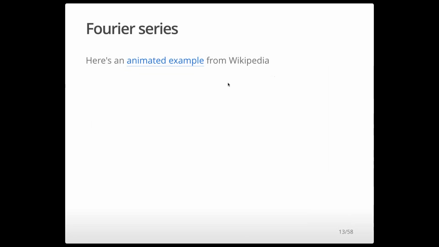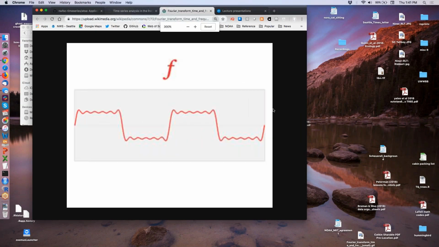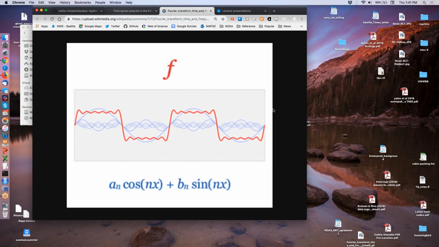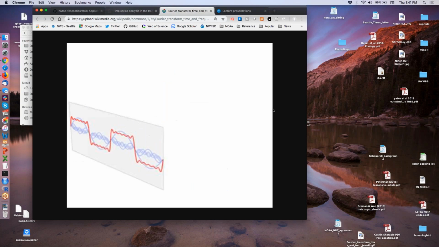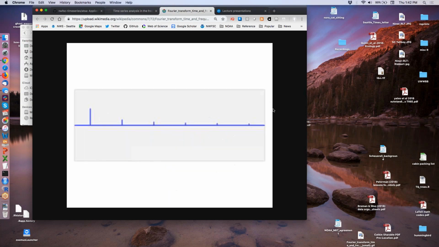And I found this example on Wikipedia that is super cool, and this person has way more skills than I do. So here's a wave. The red wave is a composite of the blue. In this case, they mix sine and cosine waves, but you can recover this by just mixing others. Now they're going to stretch those different waves out and turn this around and look. So this is now the amplitude as a function of the frequencies.